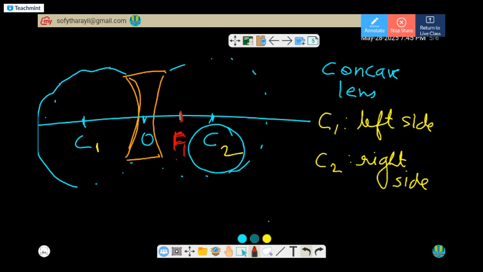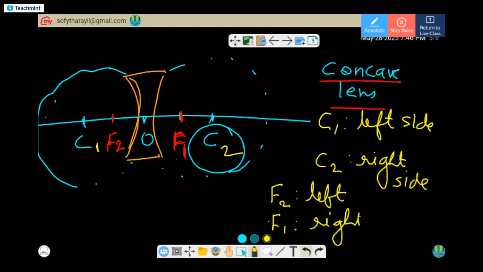But for now, on the right side where you have written concave lens, you can also add the focal point. Right side will be F1 and left side will be considered as F2. Now F1 and F2 are the two focal points. So F2 will be on the left side and F1 will be on the right side. This becomes much easier for you all to understand where the image will be formed.